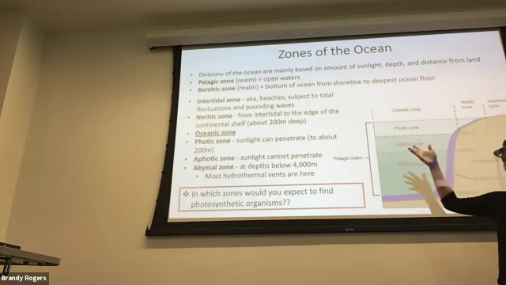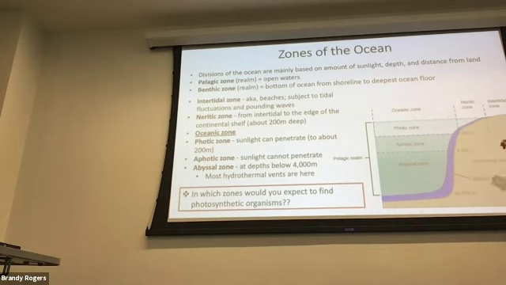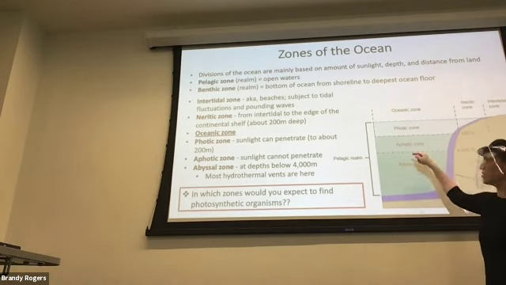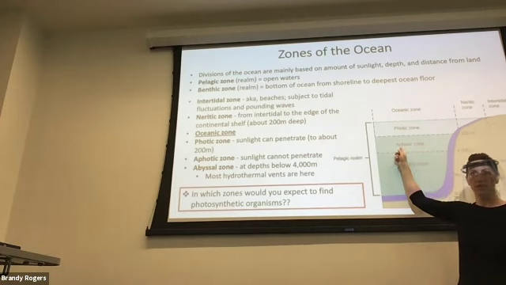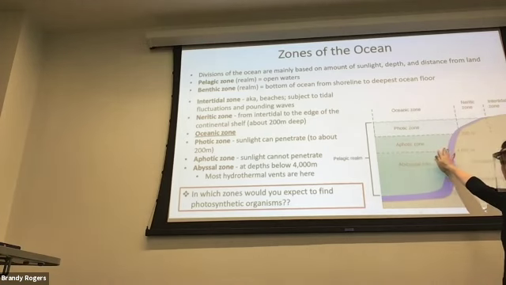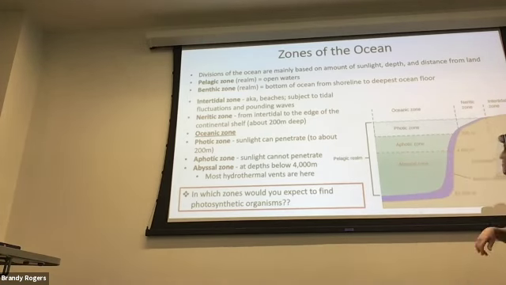If you guys are working on water, you know what the photic zone is. If you're not, you can probably guess. What does photic mean? Light, yeah. So light can penetrate, right? So what do you think aphotic zone means? No light or very little, right? It's getting down there. So you're going to see absence or decreased photosynthetic organisms in the aphotic zone.